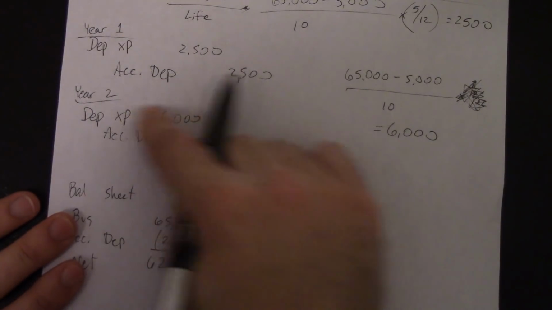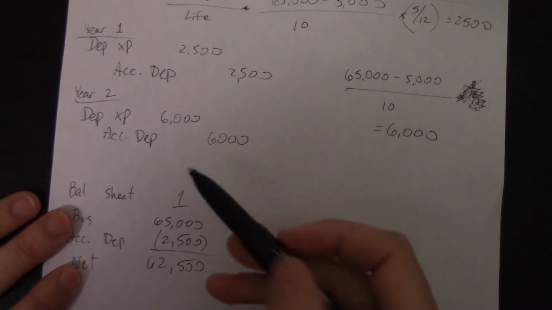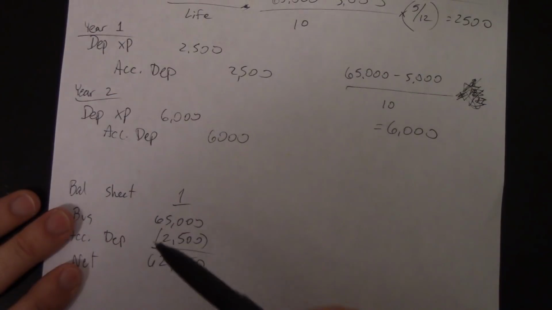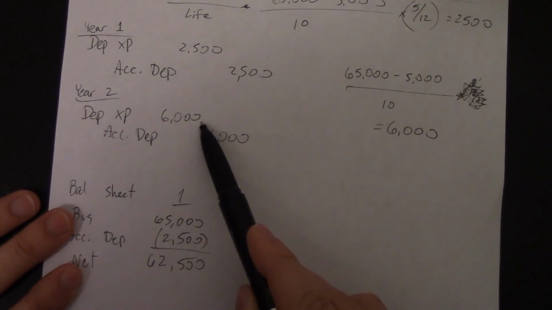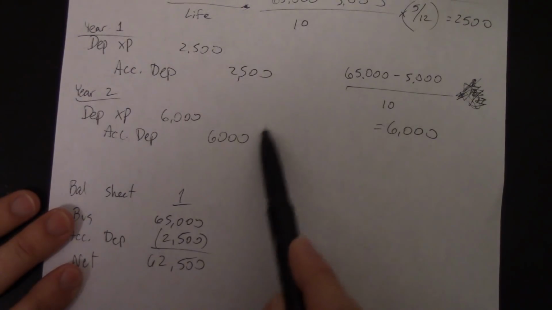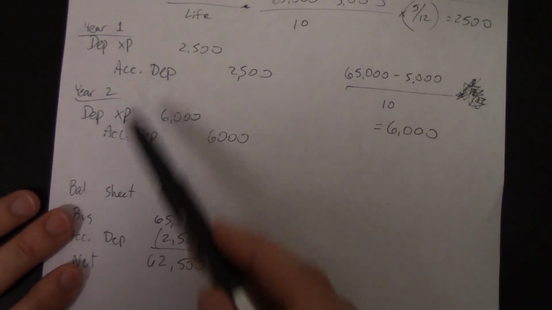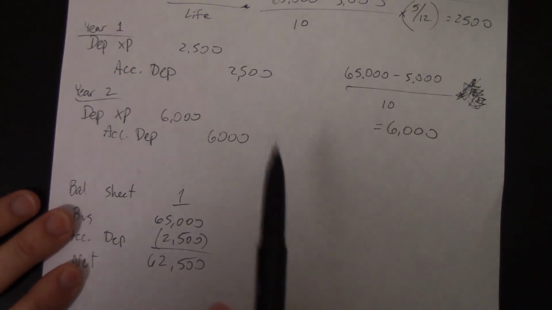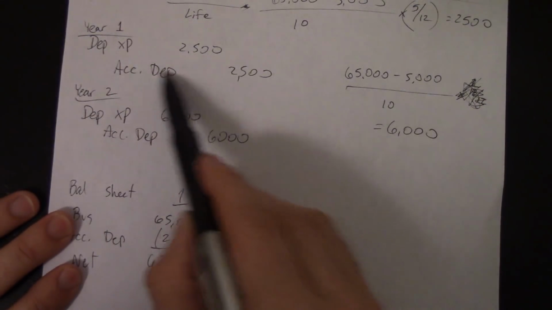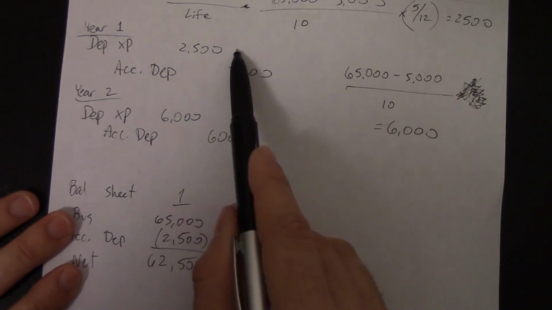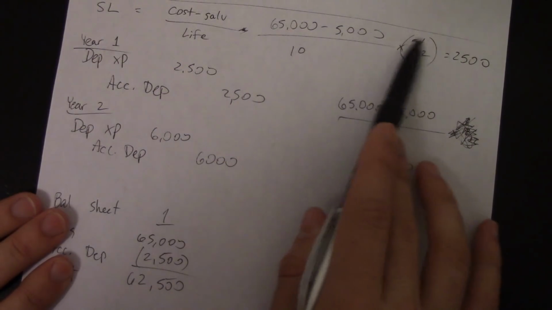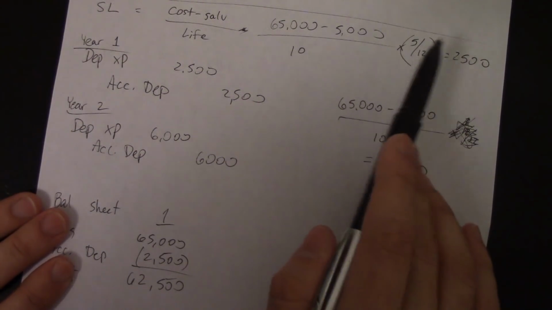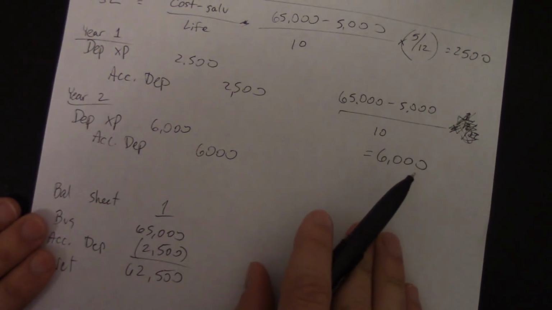So year 2 will have this same journal entry, and all years after will have the same entry. So year 3 will have depreciation expense at 6,000, accumulated depreciation at 6,000. Year 3 will be the same, year 4 will be the same. It's only the first year where we have different numbers, because we only had it for 5/12 of the year. Okay, so there's straight line.